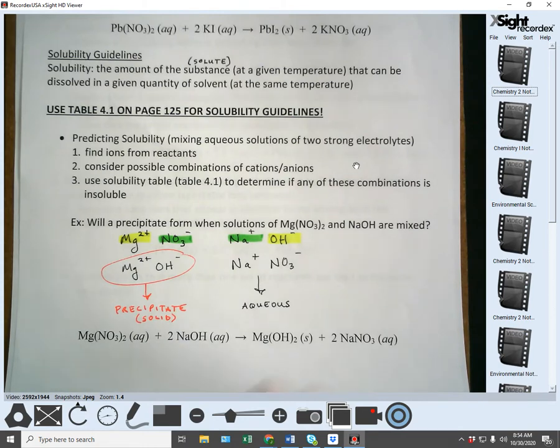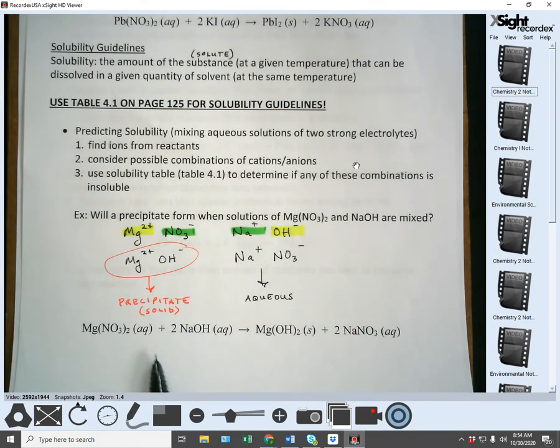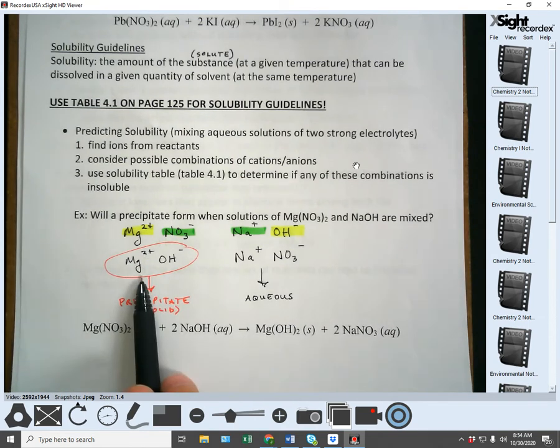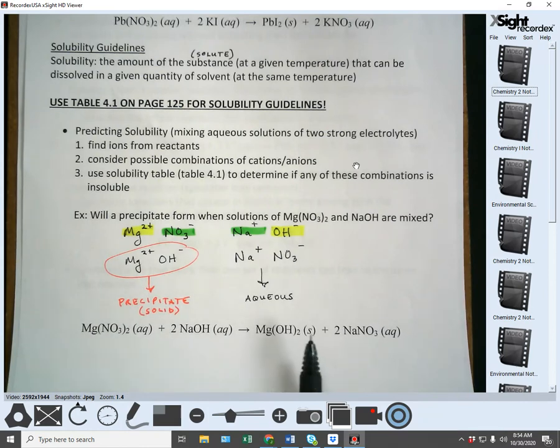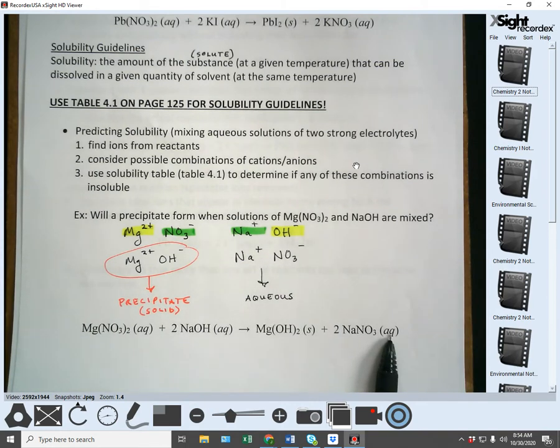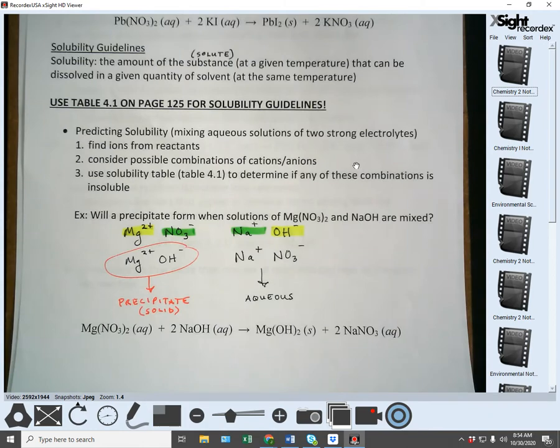All right. So down here at the bottom, we have the precipitation equation all done out. The two reactants are aqueous each, because they're both solutions. They're going to give us products of Mg(OH)2, making the compound by crossing the numbers. That's a solid because it's going to precipitate out. And Na and NO3, aqueous, and then I just balanced it. Okay, that's how you would predict the solubility and make the equation.